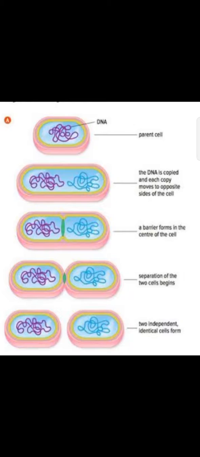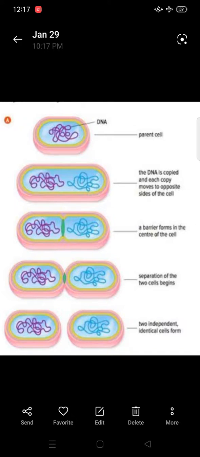In the picture you can see the barrier formation in the center of the cell. That green color we'll call the transverse plate or septum. Then it divides the parent cell into two. It separates the cell wall of the parent cell and separation occurs. Finally, we'll see two independent identical cells.